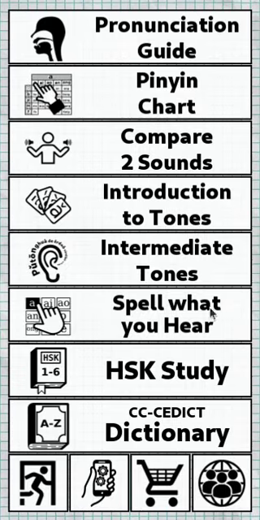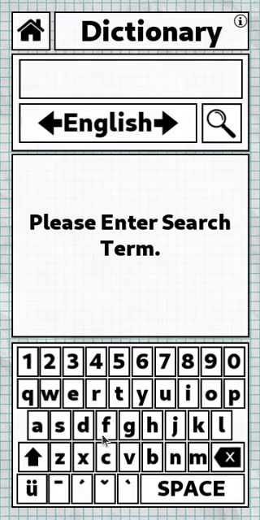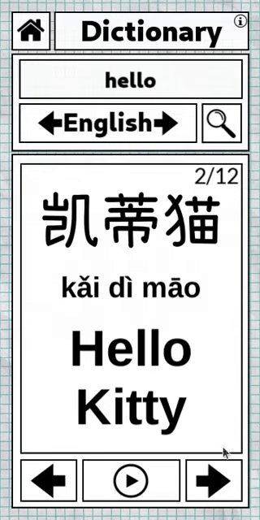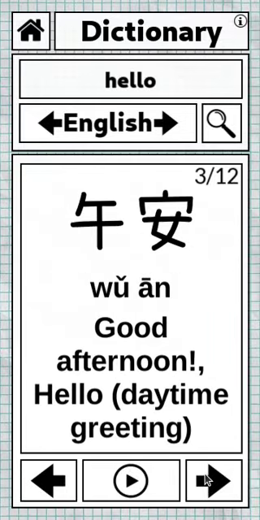You get the idea. Before we move on to the HS case study, let's look at the dictionary. In the dictionary with the English, you can put a word in. Let's say hello. Now you see that we have up to 12 results right here. We could play those results. 你好，凯蒂猫。 So we have Hello Kitty. This is using the CDIC dictionary. If you click on this link right here, it will bring you to their page so you can see their licensing agreement. 午安。 So, and yeah, you have full access to an online dictionary with clean audio.